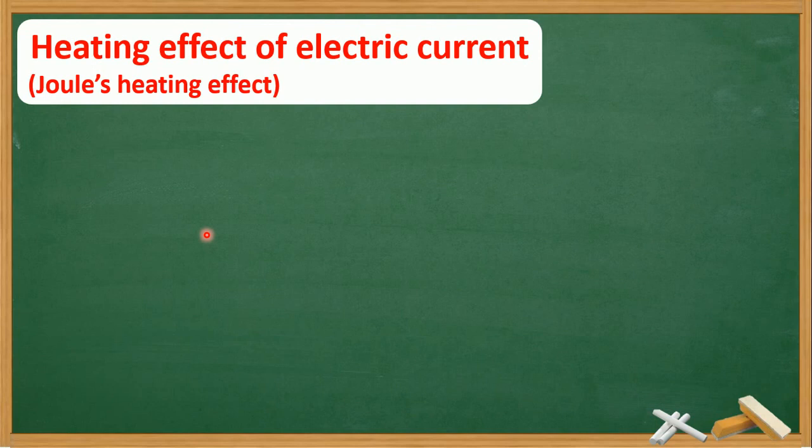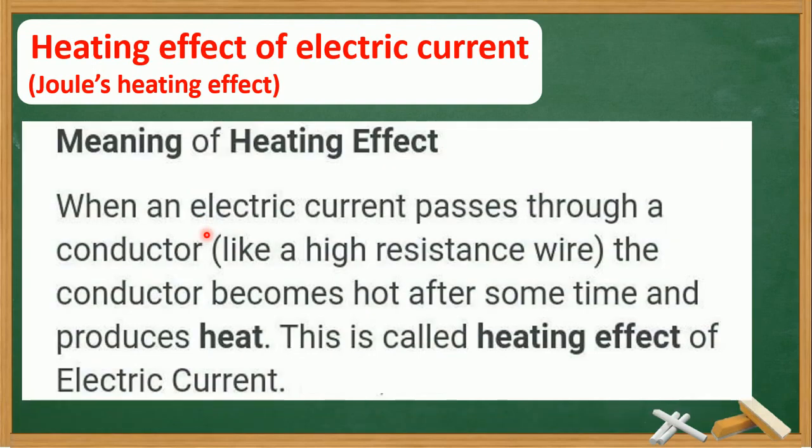So what is Joule's heating effect or heating effect of electric current? Let us see the meaning of heating effect. When an electric current passes through a conductor like a high resistance wire, the conductor becomes hot and after some time it produces heat. This is called the heating effect of electric current. It is a very simple effect and it is an experience of our day-to-day life also. What does it mean by heating effect?